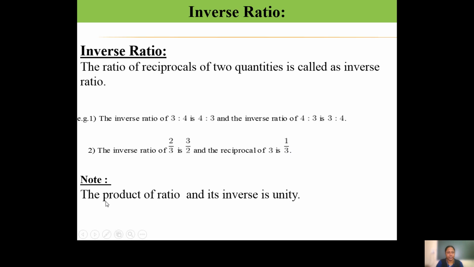Now the note is that the product of the ratio and its inverse is unity. So here you can see, suppose I take the ratio 3 by 4, and its inverse ratio is 4 by 3 or 4 is to 3. So the product of the ratio and its inverse ratio, 3 is to 4 into 4 is to 3, becomes 1. Simply these quantities get cancelled, and we'll get the value as unity, that is in fact 1. So this is about the note.